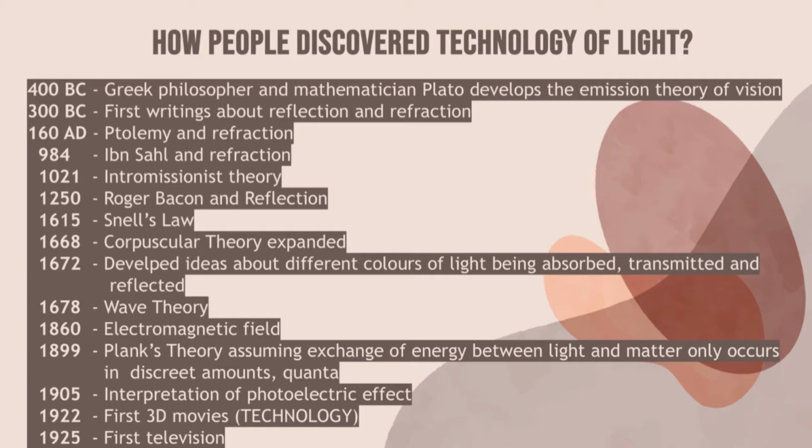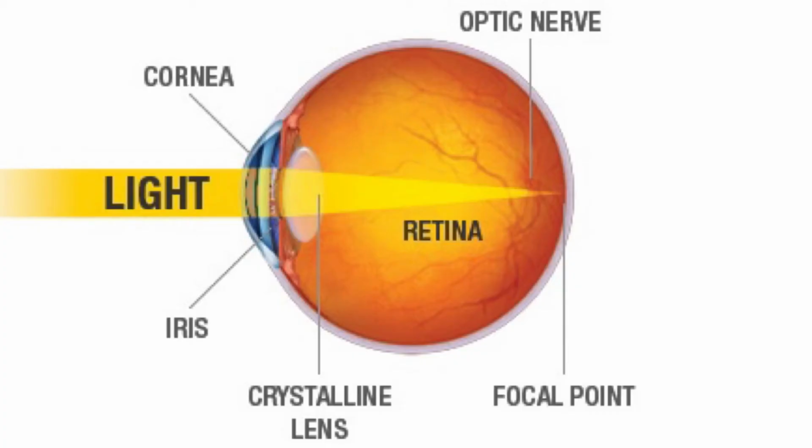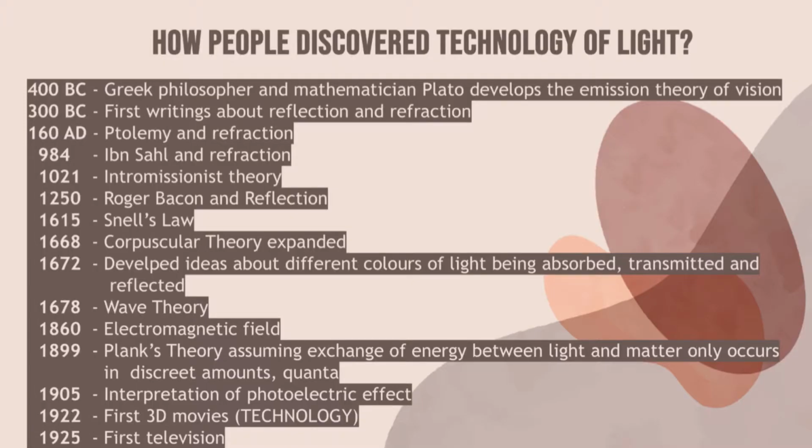A German mathematician and astronomer described how the eye focuses light and specified the law of rectilinear propagation of light. Then Snell's law was discovered. It describes the relationship between the angles of incidence and refraction when referring to light passing through a boundary between 2 different media. Then the corpuscular theory expanded.